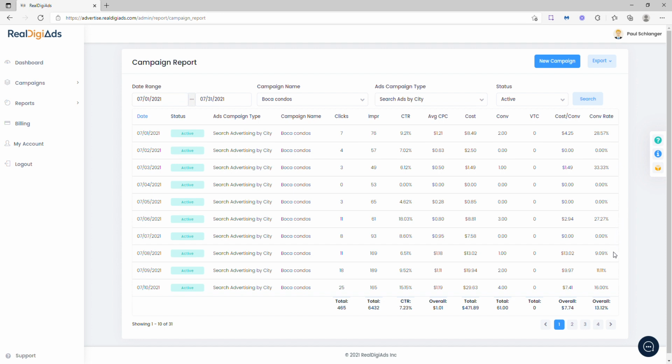This is what you want to look at, and your cost per conversion and the number of conversions. These are all the indicators that you need to watch as you're running your campaigns so you can tweak things to improve.